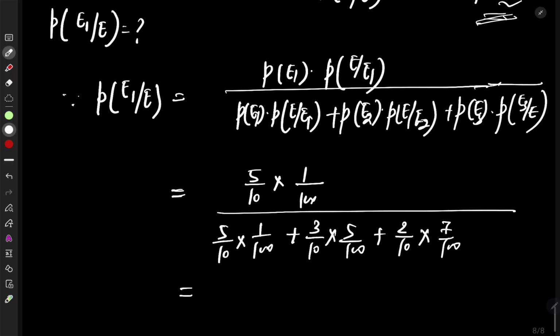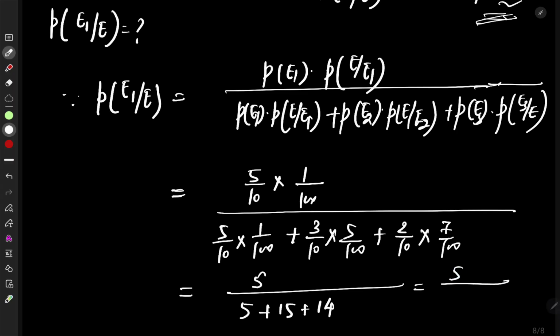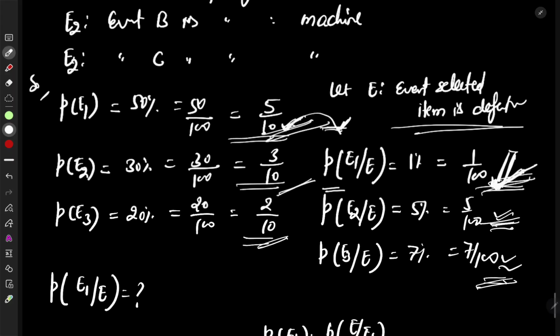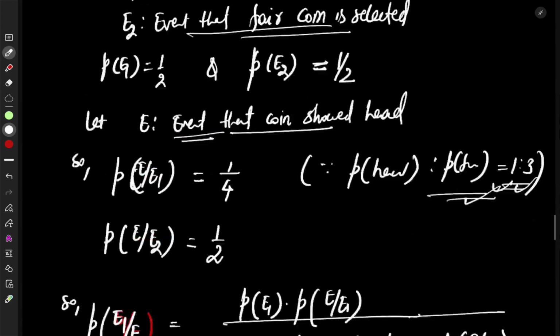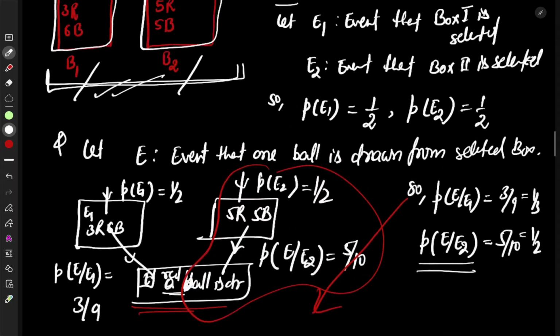10 and 100 are in the denominator of both the denominator and the numerator. So 5 divided by 5 plus 5 3s are 15, 2 7s are 14, correct. So 5 divided by 34, it is, correct. This will be the answer. I hope you all are getting this, whoever is watching it, correct.